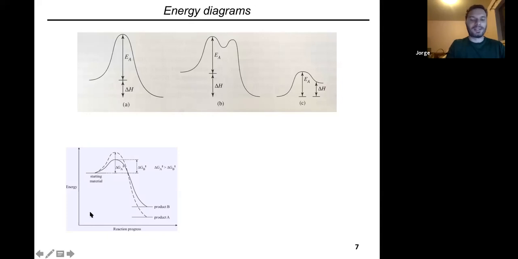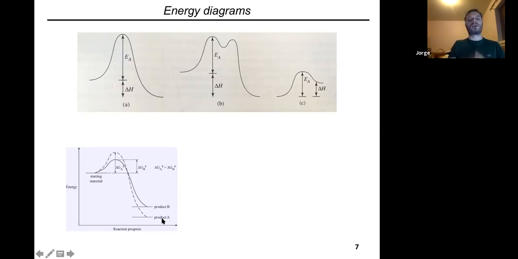So the fastest product to be formed is the one with the lowest activation energy. Therefore, forming the product B is the fastest. However, is B the most stable one? The answer for that is no. The most stable product is A.